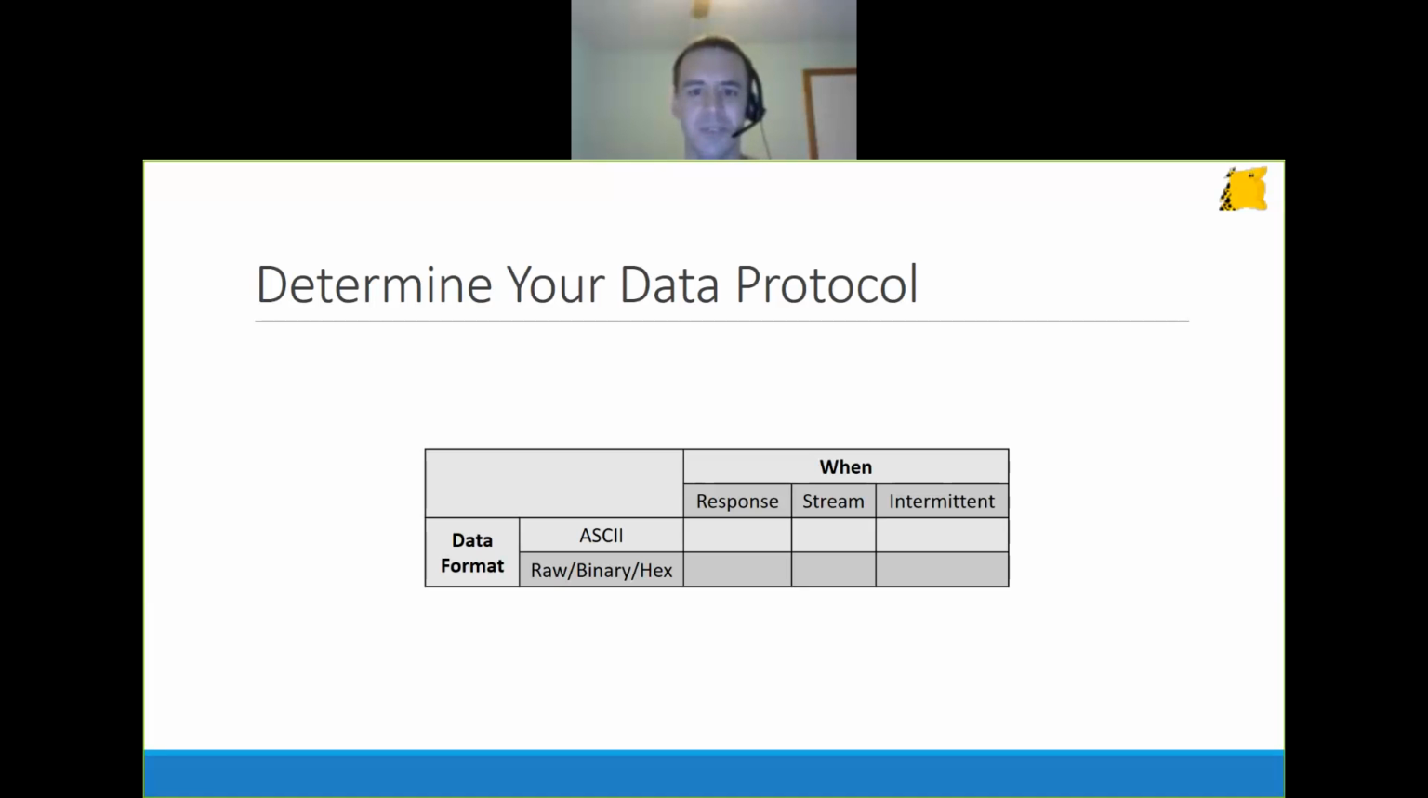So when is its response? It comes back when you ask for it. Stream: something's constantly coming out. And intermittent: it comes out and who knows when. And we have to handle those in different ways. And then data format, we have ASCII, and then I call it binary. I've heard people call it hex. I've also called it raw, just as another delimiter.